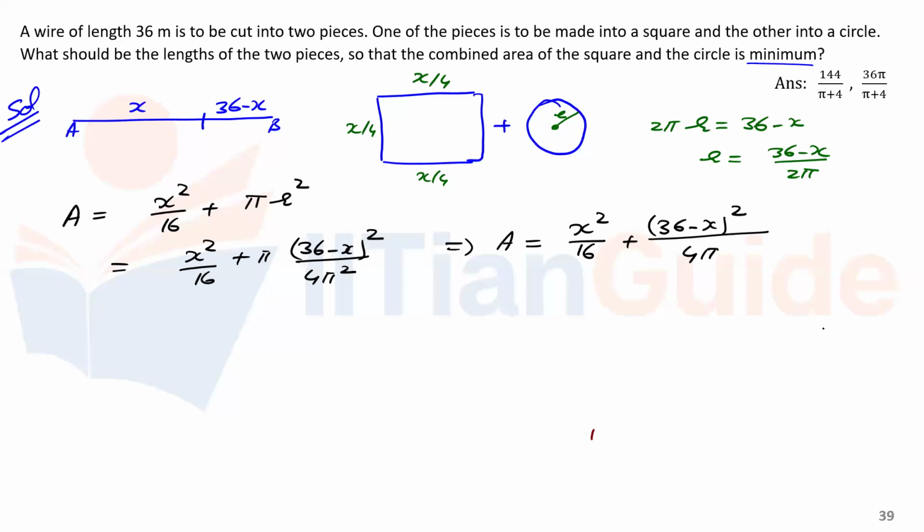Now calculate dA by dx and make it 0. Then you will get the value of x. Completed. The answer we are having is 144 upon pi plus 4, or 36 pi upon pi plus 4, whatever. One of them is x, one is 36 minus x. I am not sure, but the value of x will be in terms of pi. Don't be afraid of that. Just complete it yourself. I am not going to do it.